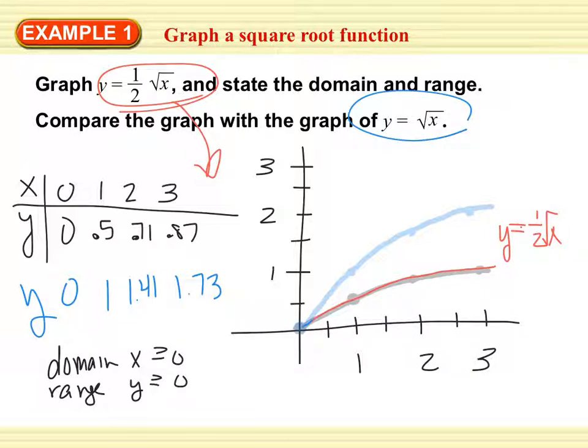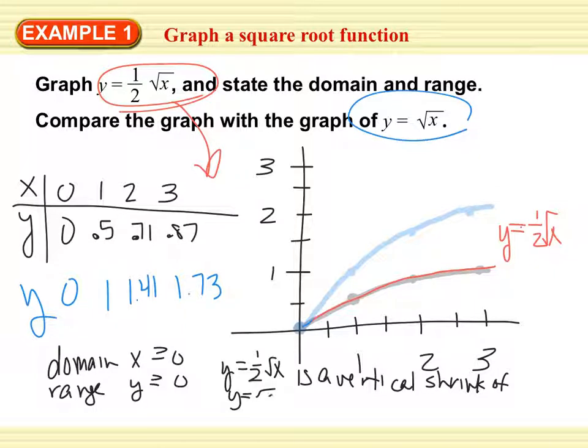But what I'd like to show you is the graph of y equals 1/2 root x is a vertical shrink of the graph y equals root x.